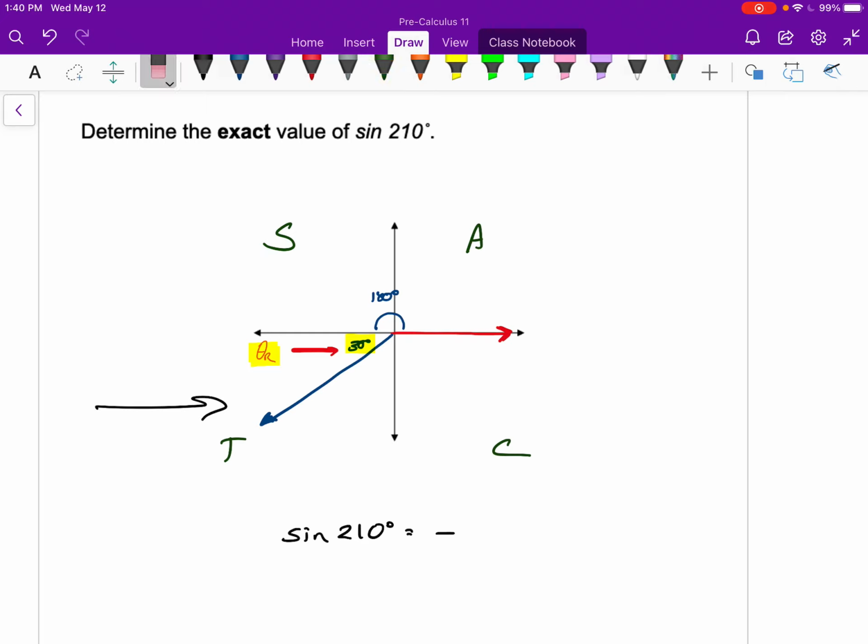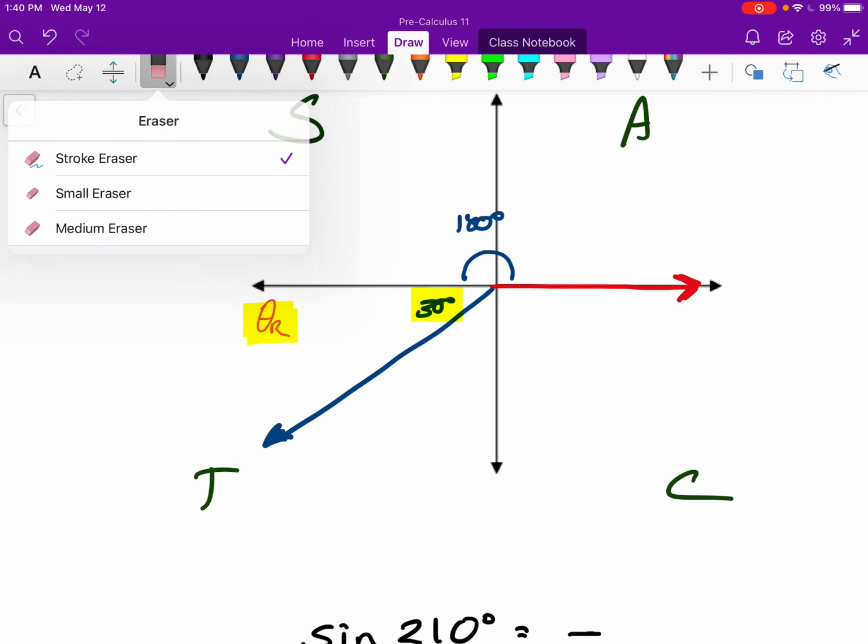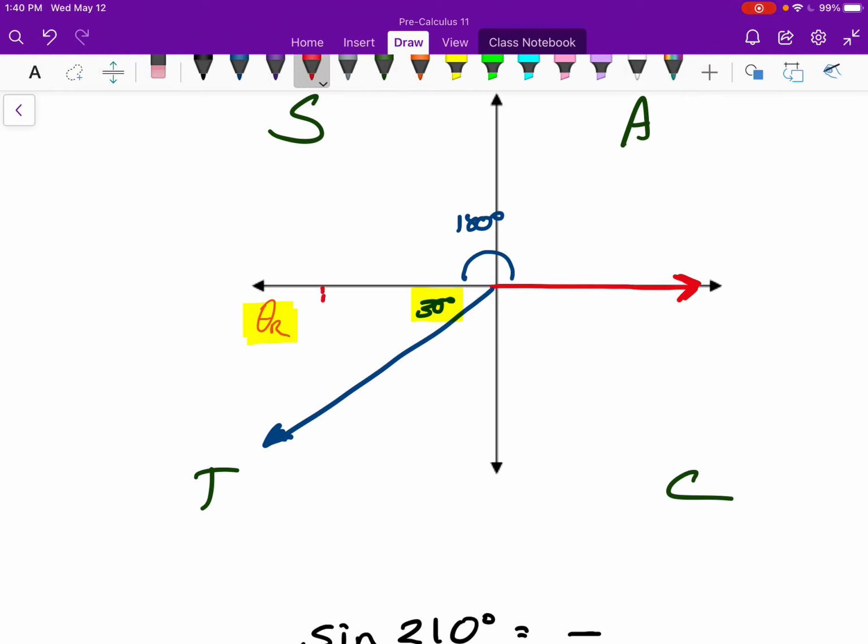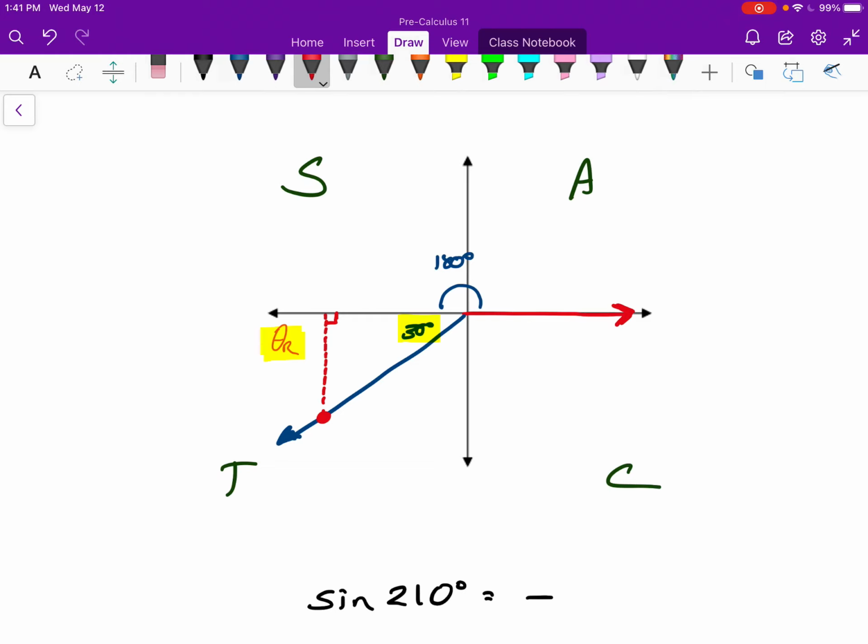Now, negative what though? For this I just need to focus on my reference angle. If I zoom in on this, I can imagine a little right triangle here, where I have a 30-degree angle, and it goes through some point right here. If I want to figure out the exact value of the sine of 210 degrees, I just need to figure out the y-coordinate and the radius. So if I can figure out a point on this terminal arm, then I can figure out the distance from here to here, and then the exact value of the sine of 210 degrees.